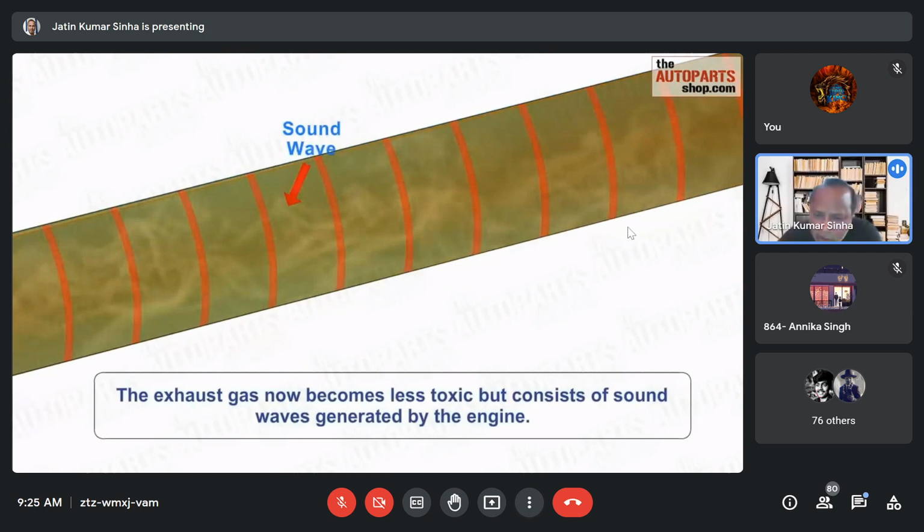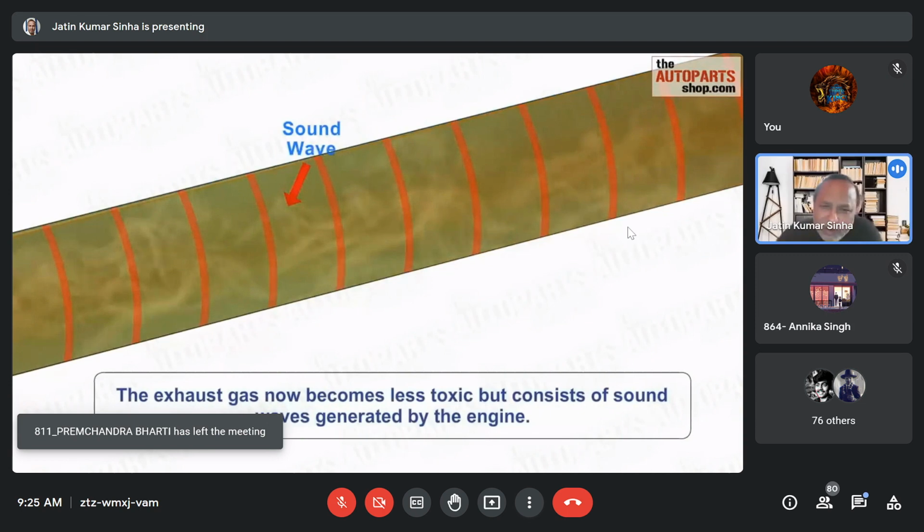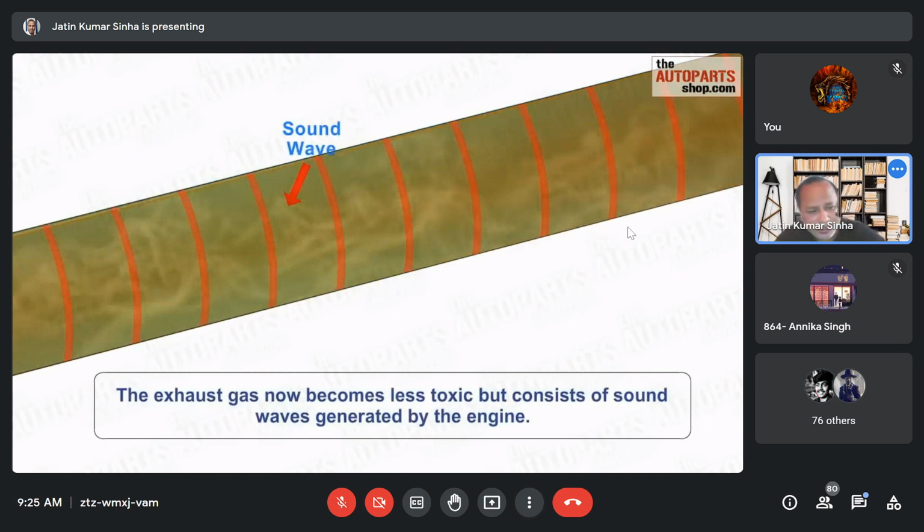Your nitrogen oxides will be converted to nitrogen gas and oxygen, and the unburned hydrocarbons will be converted to carbon dioxide and water. Although at the end we'll be releasing CO2, CO2 is less harmful compared to carbon monoxide. But again, the accumulation of CO2 is also not good for the environment.